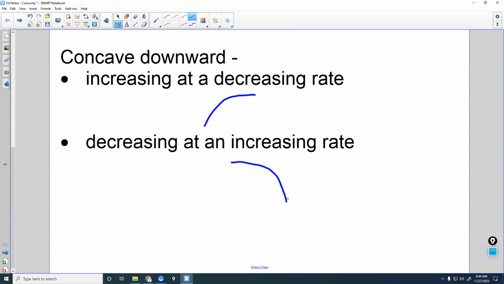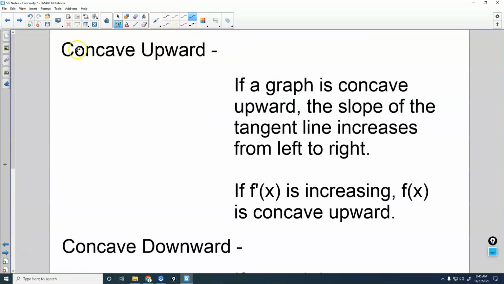Okay, so to talk about concavity, what we're going to have to look at is the second derivative. If a graph is concave upward, the slope of the tangent line increases from left to right. I'm going to draw an example here for you. Let's go with something classic that we know is concave up. A typical quadratic is going to be concave up everywhere, right? The whole thing is concave up.